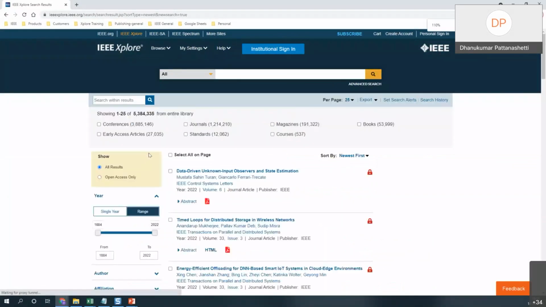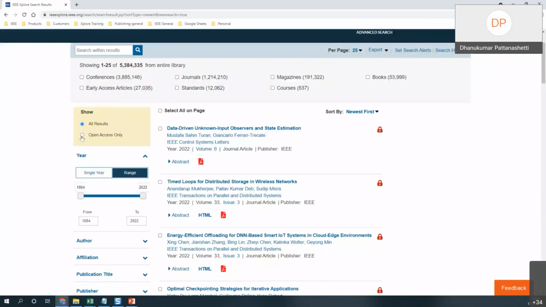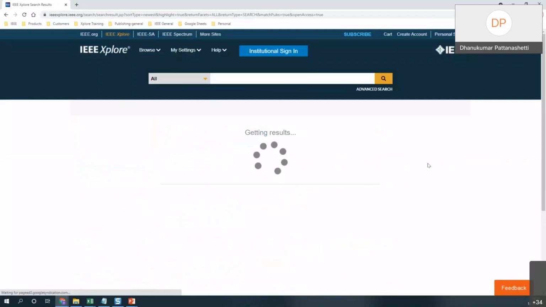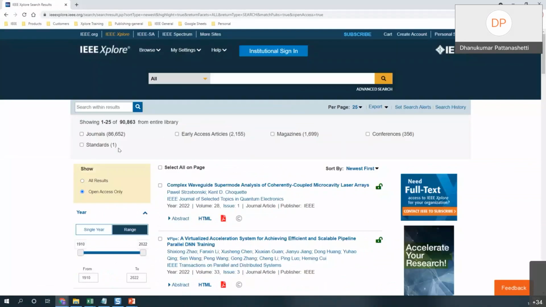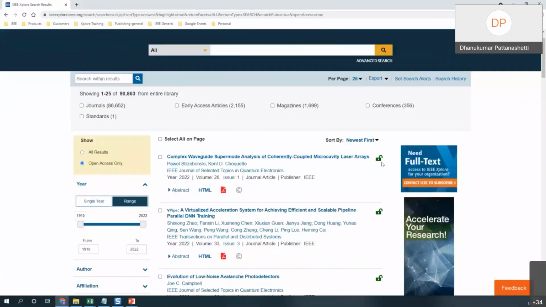If you'd like to access only the open access, click open access only. This will give you all the articles which are available freely, primarily from journals and magazines. We do have some conferences also, and some standards available free. But one thing is very important to note on the right hand side, just remember this.